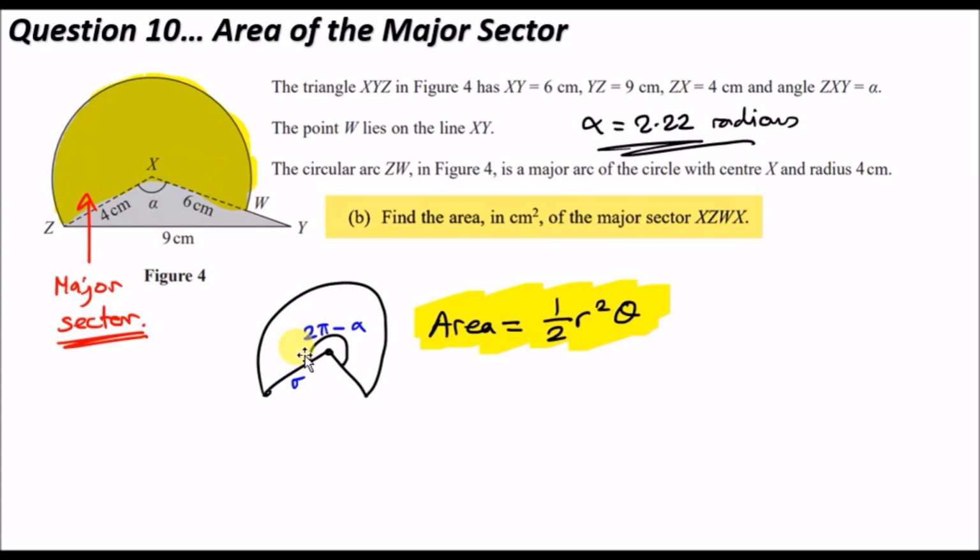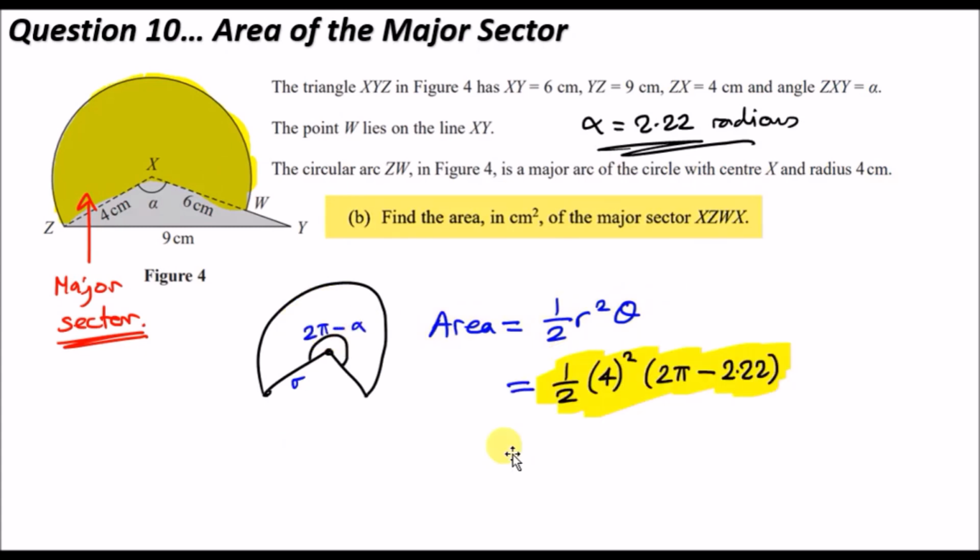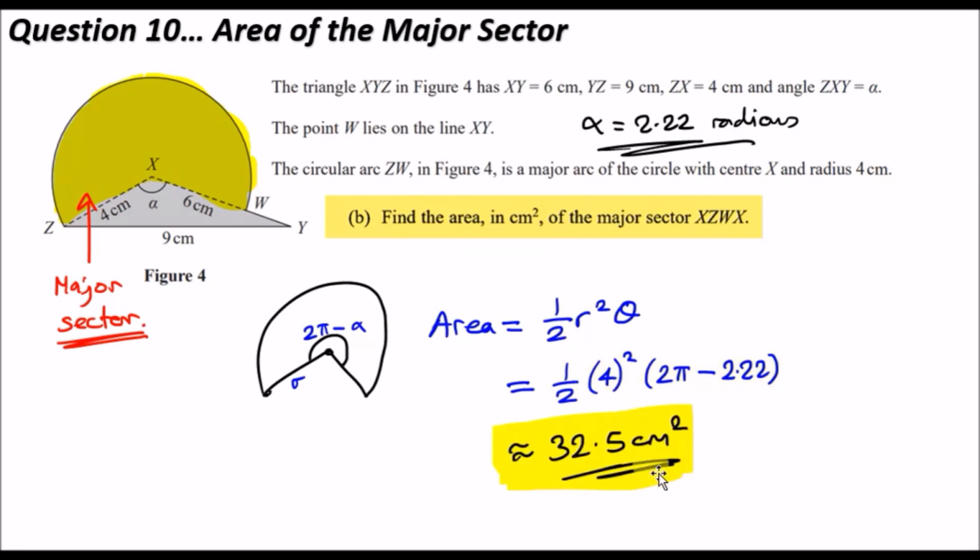So in our case, this big angle we're working with is 2 pi minus alpha. So that's it, just plug it all in. Plug in the radius of 4, because we know the radius is 4, and the angle is 2 pi minus 2.22. I wouldn't bother evaluating it early. I would just put it all in the calculator once, just to get your answer. And doing so, you should get about 32.5.